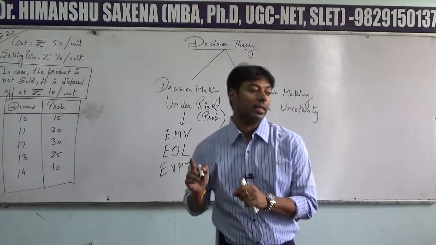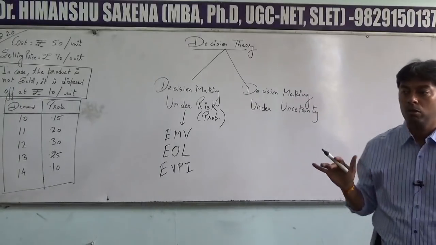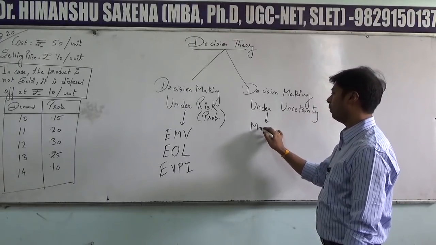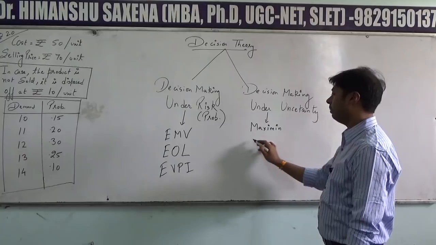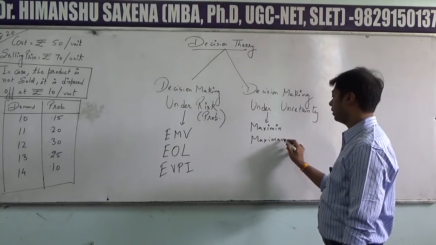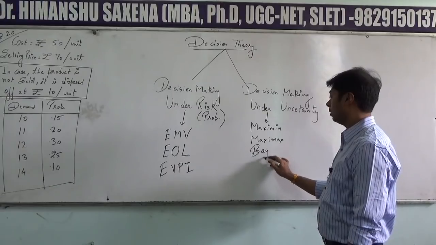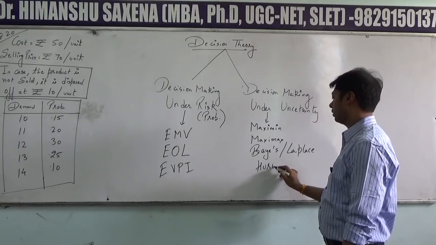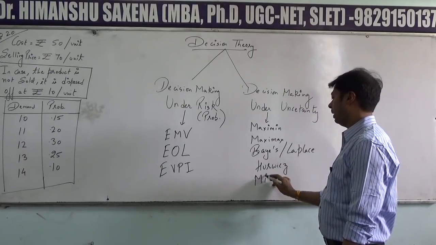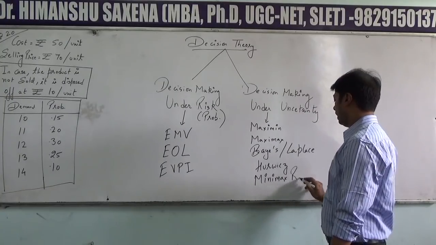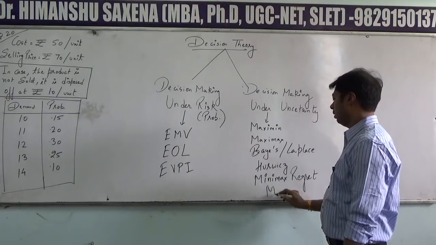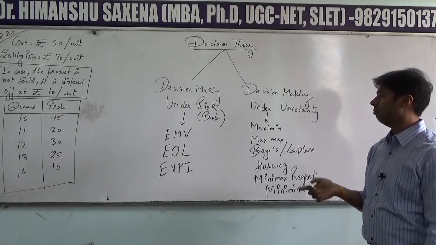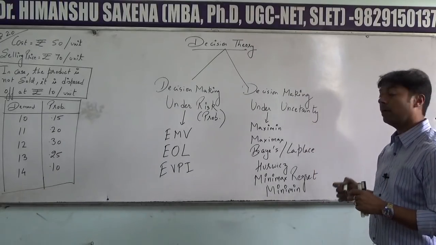Uncertainty refers to those cases where none of the values of probabilities are given, and thereby you will be making use of many models like Maximin model, Maximax model, Bayes model, Laplace model, Hurwitz model, Minimax regret criterion, Mini-Min criterion. So there are so many models which are used in decision making under uncertainty.